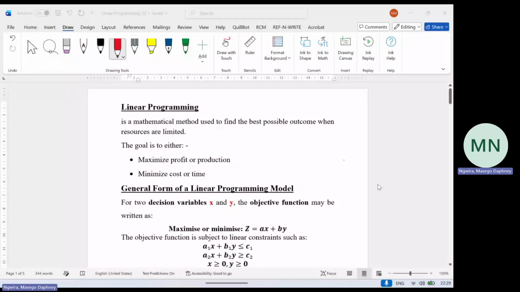Good day. Today's lesson, we are going to do linear programming. Linear programming is a mathematical method used to find the best possible outcome when resources are limited. The goal is either to maximize profit or production, or minimize cost or time. Those are the two goals for linear programming.